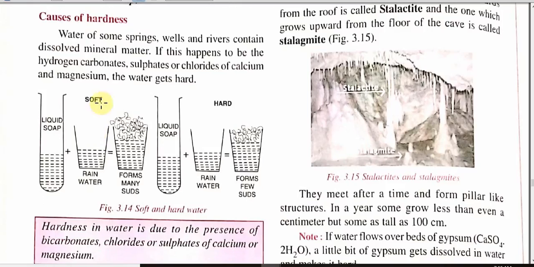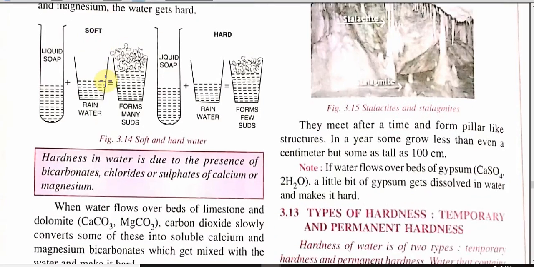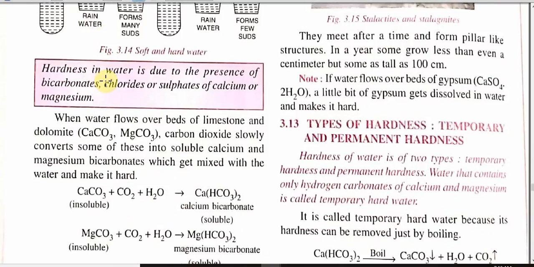Why is hardness caused? Water of some springs contains dissolved salts or minerals, like bicarbonate or sulfate or chlorides of magnesium and calcium, and hardness of water is imparted. Hardness in water is due to the presence of bicarbonate, chlorides or sulfates of alkaline earth metals, that is calcium or magnesium. From where do these chlorides, sulfates and bicarbonates come?